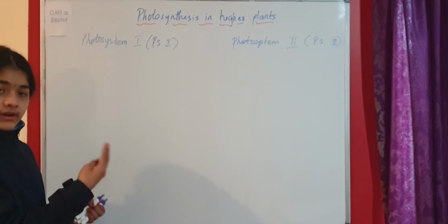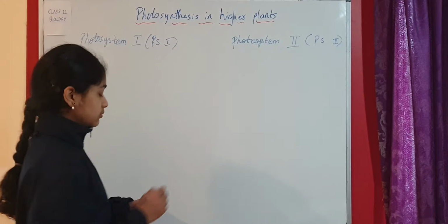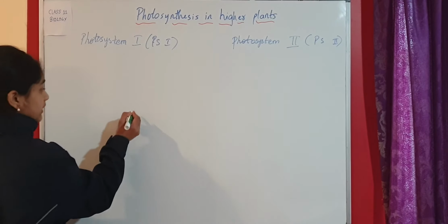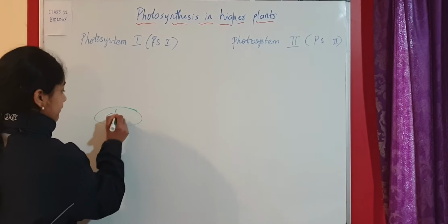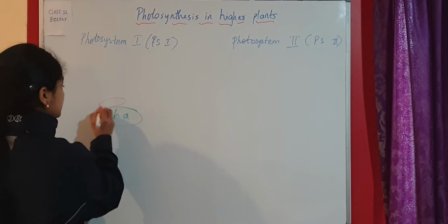Now again, let's take a look at the structure of both of them, photosystem 1 or PS1 and photosystem 2 or PS2. Now it's like a quantosome only. So here we have the chlorophyll A, and we have the accessory pigments.